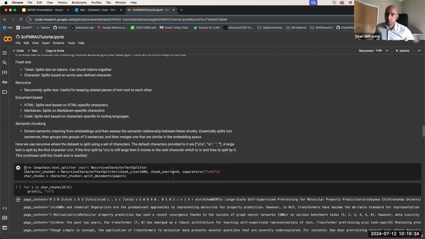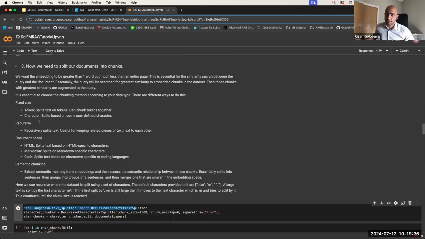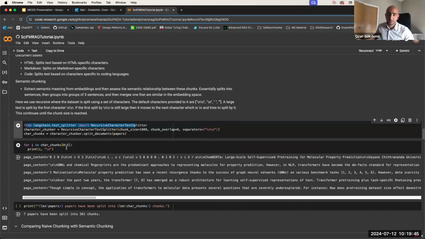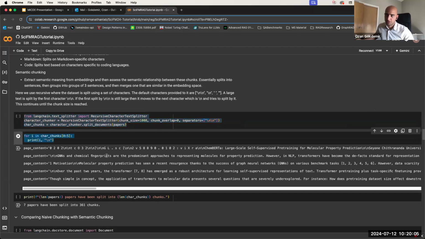Now we will use a splitter. As I said, there are many ways to split: fixed size, recursive, document based, like layout, or semantic chunking. We will do semantic chunking and fixed size so that I can show you the difference. Let's first do the character-based, fixed size chunking. Every 1,000 characters is a chunk here, and we have certain separators. We do the chunking right here, and let's explore the chunks.